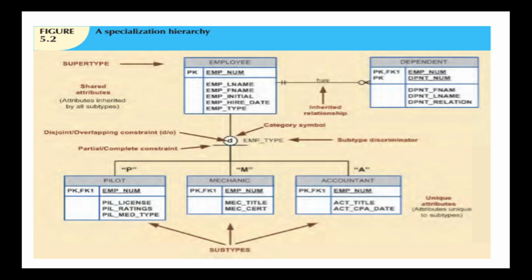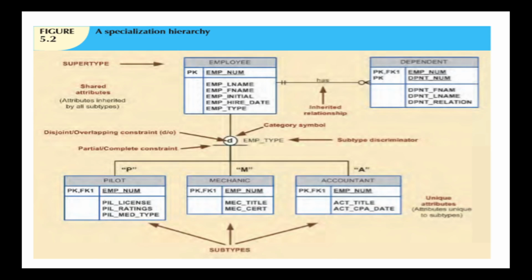Coming to the subtypes, all these subtypes are derived from the supertype. Without the supertype, the subtypes do not exist anymore. And for the pilot, mechanic, and accountant, what is the primary key in all these subtypes?